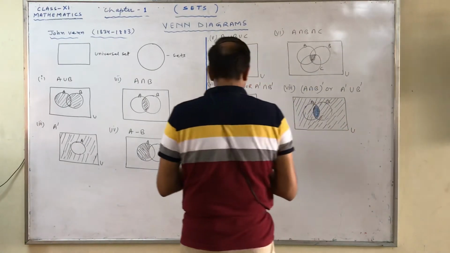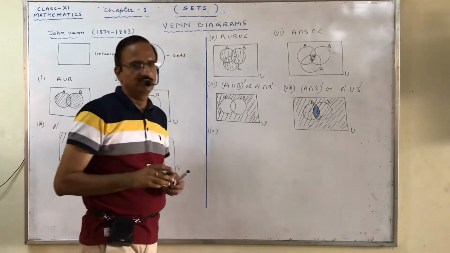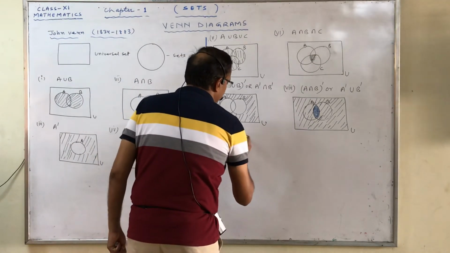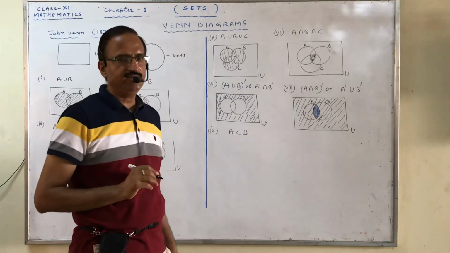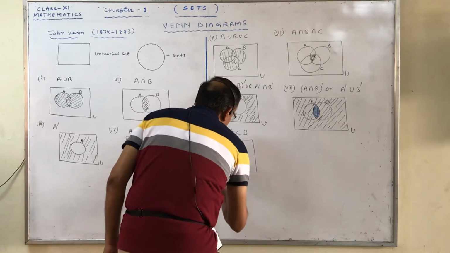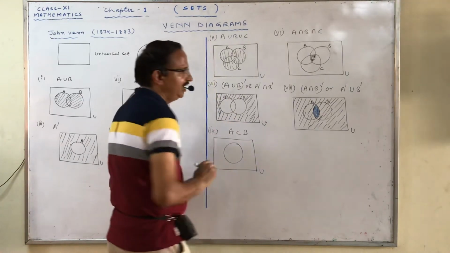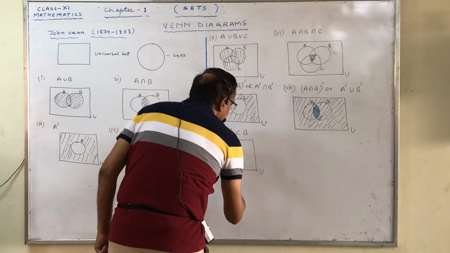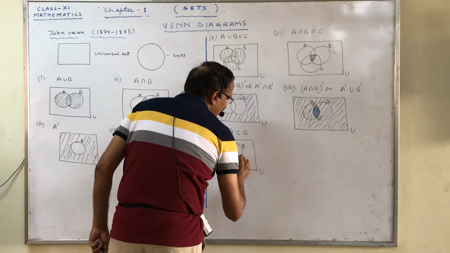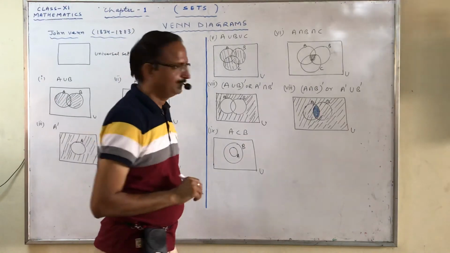Now the next is A is the subset of B. There are two sets and A is the subset of B. For this, this is universal set. Clearly A is smaller than B. So one set is in the interior of the other set. This outer one is B and this one is A. So this represents A is the subset of B.